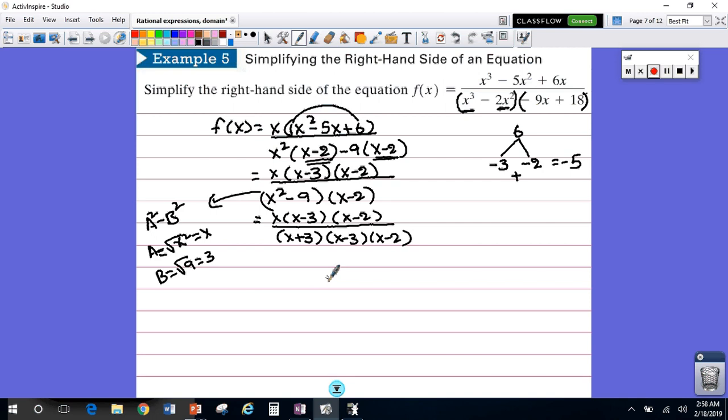Now do you have anything common in the numerator and denominator? Yeah, you can see x minus 3 and x minus 3 which will be crossed out, x minus 2, x minus 2. So the answer is x divided by x plus 3. Okay, right, this is the answer.